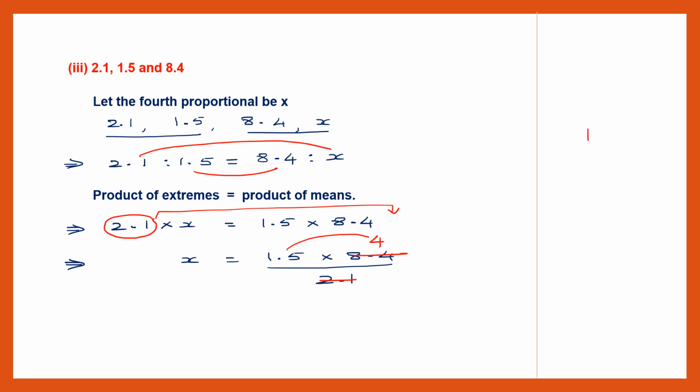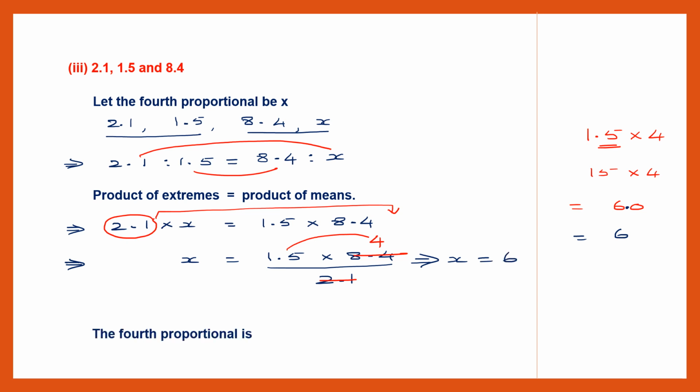Now I can multiply my numerators. 1.5 into 4, ignore the point, it becomes 15 into 4. 15 into 4 is 60. Now the question has one decimal place, so our answer also should have one decimal place. So this becomes 6.0 or simply 6. So we have found the value of x to be 6, and we know x is the fourth proportional. So the fourth proportional is 6. So this is our answer to this question.